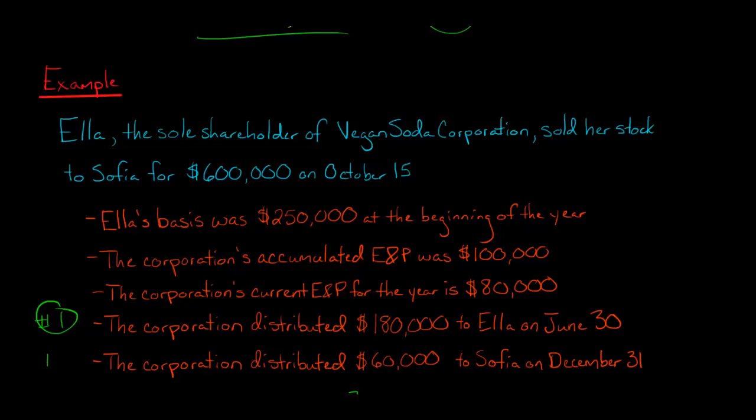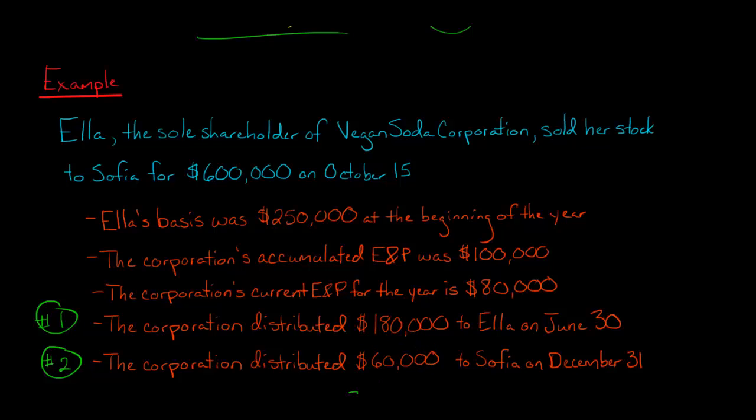Then we have a second distribution, which occurs after Ella has sold the stock. Remember, Ella sells the stock on October 15th, and Sophia buys it. And so then Sophia is going to get the next distribution because she's the only shareholder, right? At first, Ella was the only shareholder. She sold everything to Sophia. Now Sophia is the only shareholder. So on December 31st, later that year, the corporation is going to give $60,000 to Sophia.